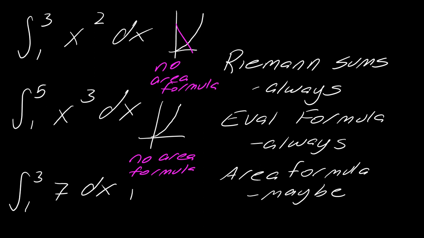But this last one is a constant function. Pretend that that's 7. If I'm going from 1 to 3, that would just be a rectangle. So this would be okay to use an area formula. So it just depends on what the problem is when you can use an area formula. Sometimes you can, sometimes you can't.